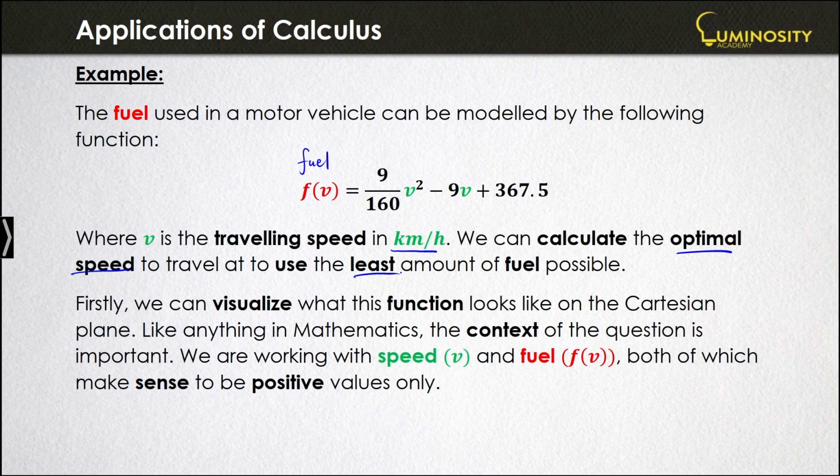So firstly, we can actually visualize what this function looks like on the Cartesian plane. Like anything in mathematics, the context of the question is important. We are working with speed and fuel, both of which make sense to be positive values only. You don't want a negative speed or a negative fuel consumption in terms of your amount. It doesn't make sense to say that you used negative 3 liters of fuel when you drove. It doesn't make sense to say you drove negative 10 kilometers per hour.